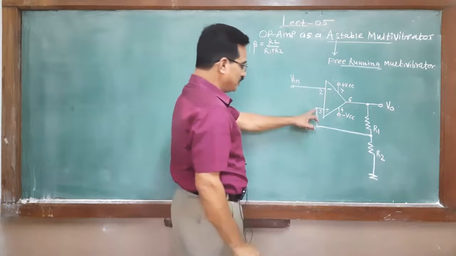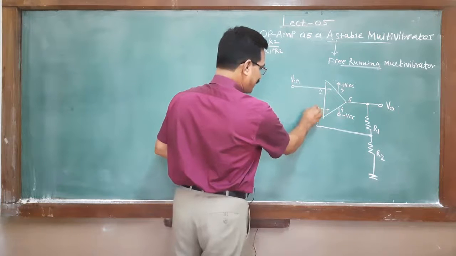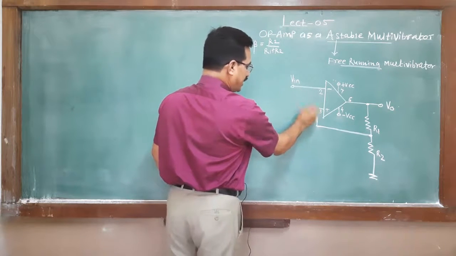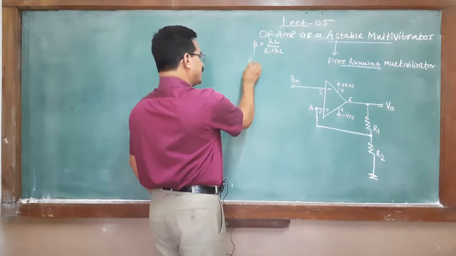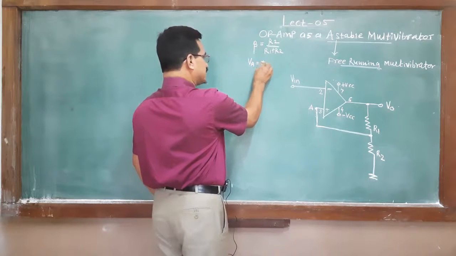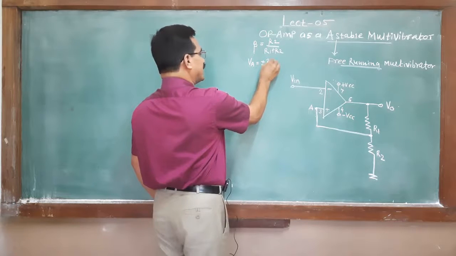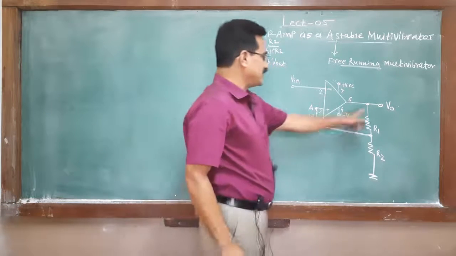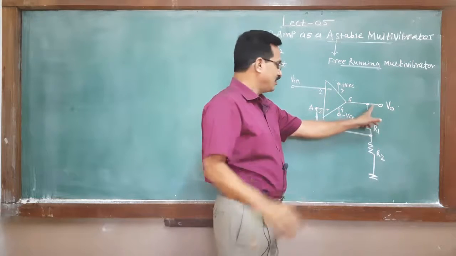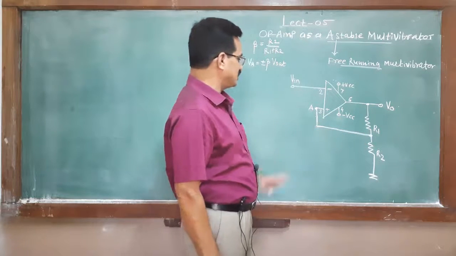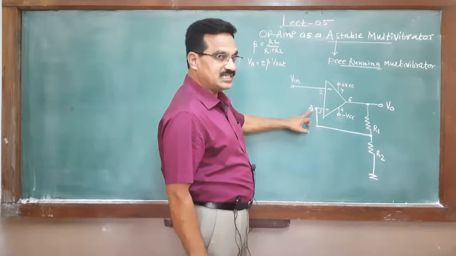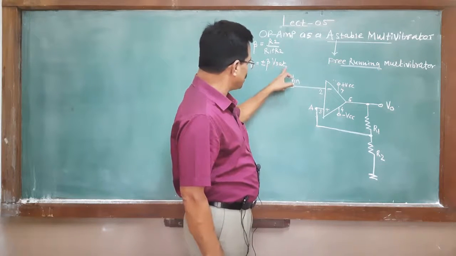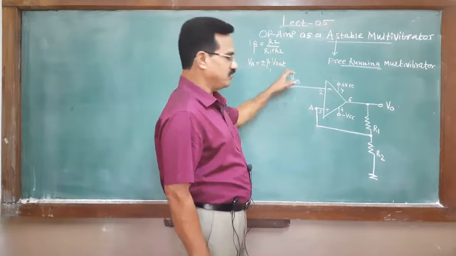And what is the input voltage here? At this point, we call it point A, and VA is equal to plus or minus beta V saturation, because the output is either positive saturation or negative saturation. That's why the input is plus beta V saturation or minus beta V saturation.